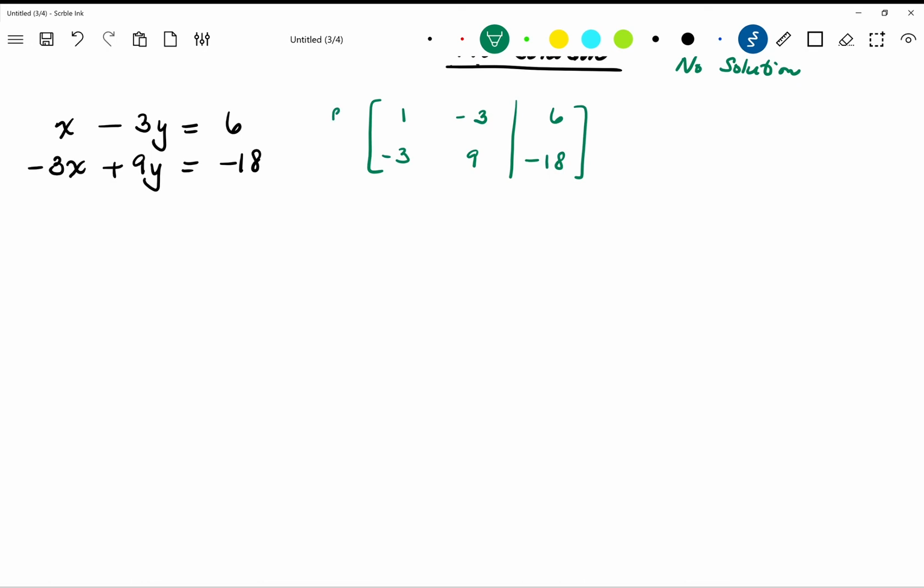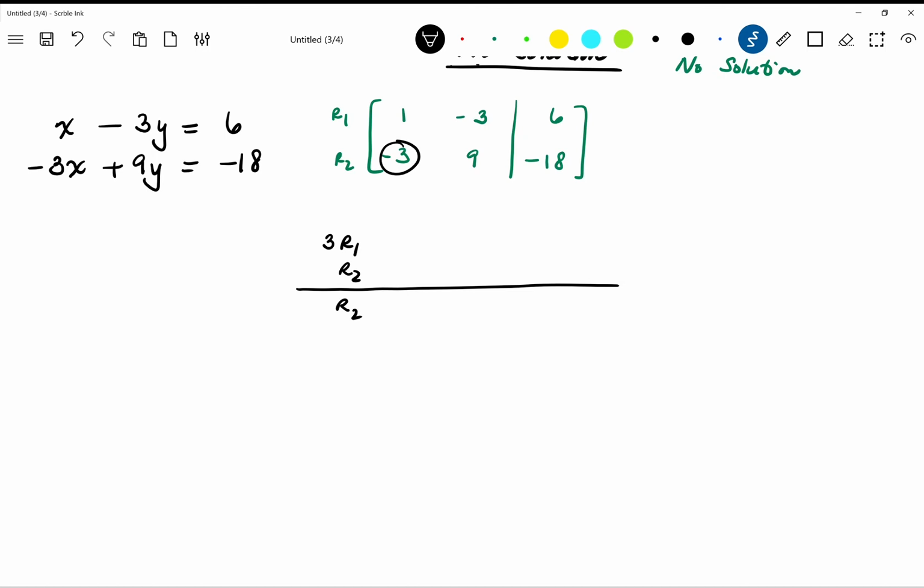So again, I'm just going to call this R1, and I'm going to call this R2. And I know that I need to get the 0 here. So the way to get that, again, thinking about the elimination, I need to take 3 times the first row and add the second row. And what that's going to give me is a new one to write in the second row.